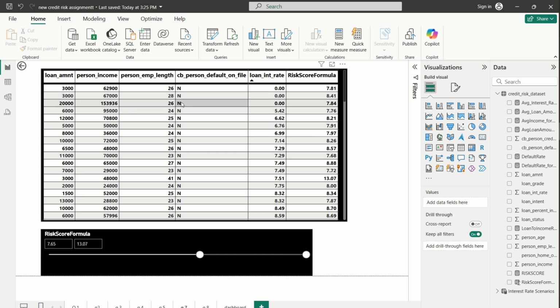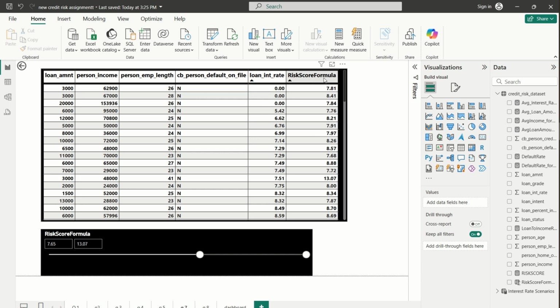We also have a column showing whether the borrower has a history of default, cb_person_default_on_file. N means no and Y means yes, which is a strong indicator of risk. Then the interest rate on the loan is shown here, loan_int_rate, which is important for calculating expected returns and risks.